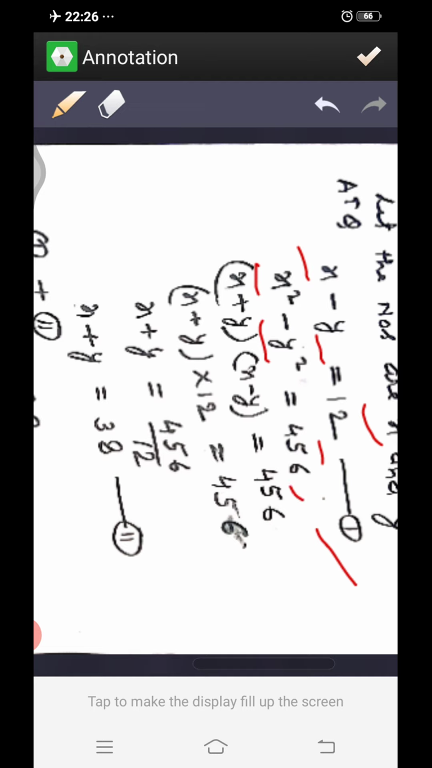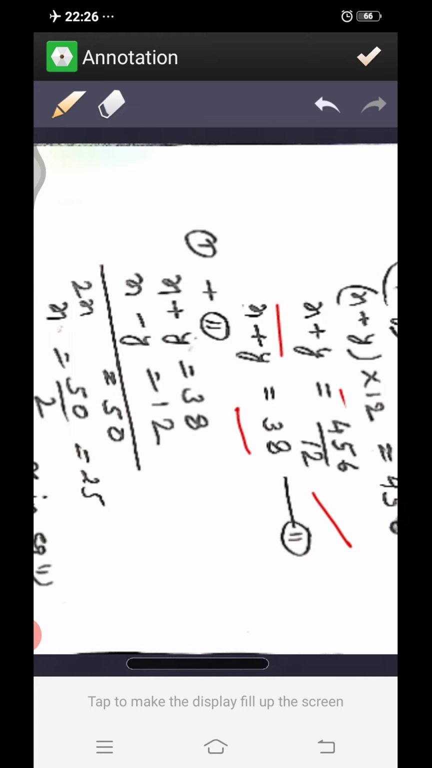456. So x square minus y square can be written as x plus y into x minus y. The square difference formula is applied. Now the value of x minus y we know is 12. So we put 12 in place of x minus y. Then x plus y equals, this 12 goes down to divide, we get x plus y equal to 38. We have got the second equation also.